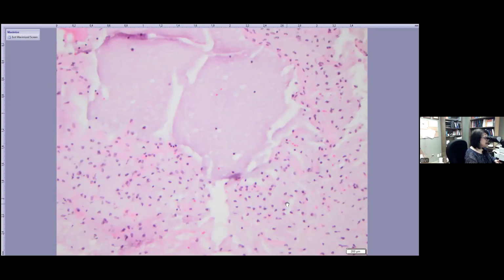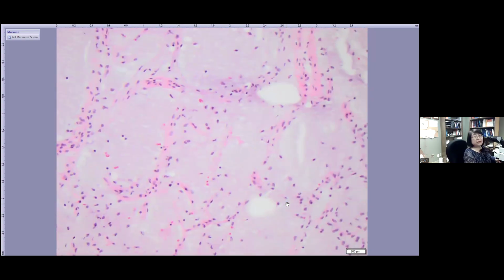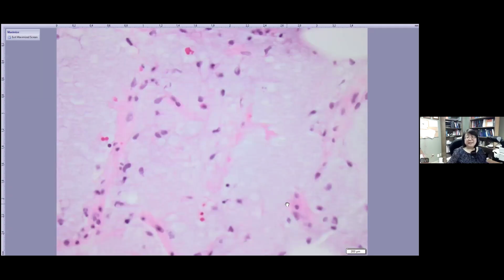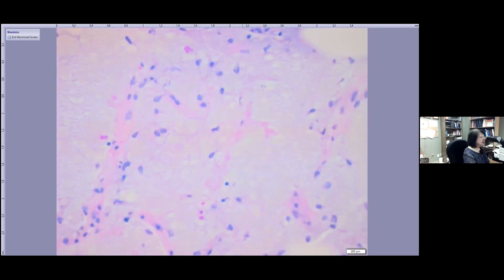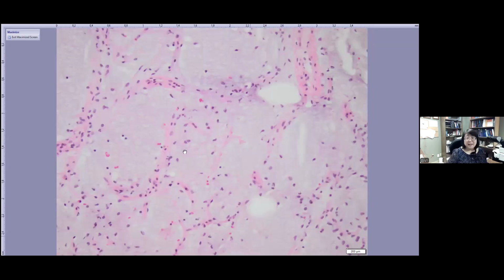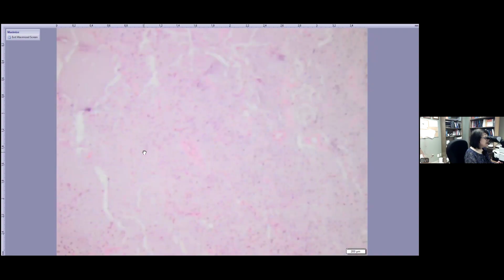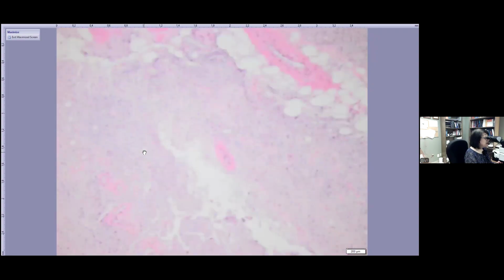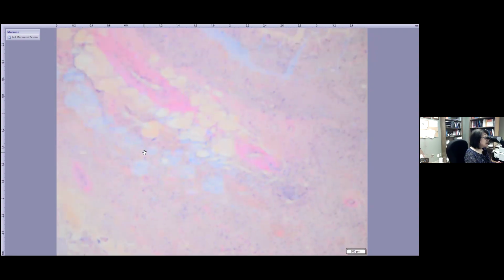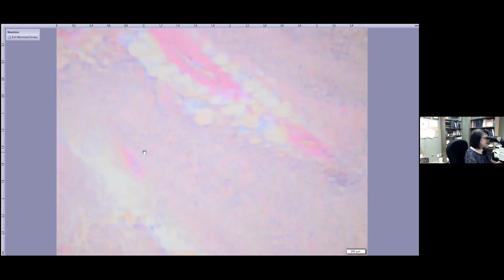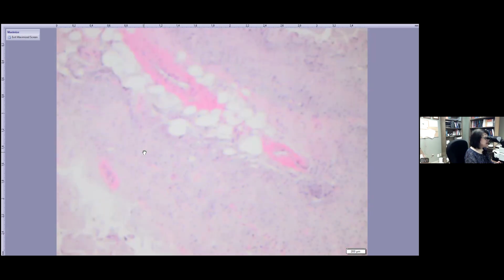That's the mucin. The mucin pool, sometimes we call the pulmonary edema-like mucin material. Those pink are vessels. Pulmonary edema-like mucin material, and very bland cytology. And there's some fat here, like relatively mature fat.